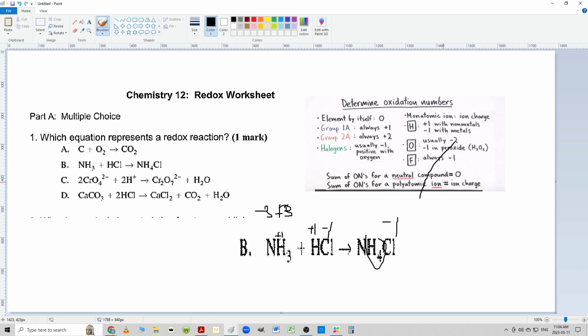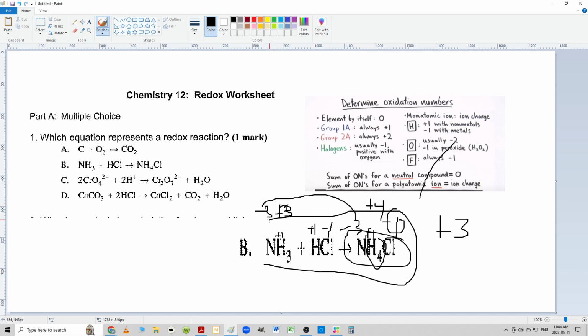H is +1 with all nonmetals, and these are all nonmetals. So each one of these is +1, and 4 of them is +4. But that +1, did it change? No, it didn't. And that means if this whole thing adds up to 0, and I have -1 and +4, I have a charge total so far of +3, so my nitrogen must be -3 because this whole thing balances out to 0, and that -3 is the same as over here. So none of the charges changed, therefore there was no exchange of electrons and no redox.